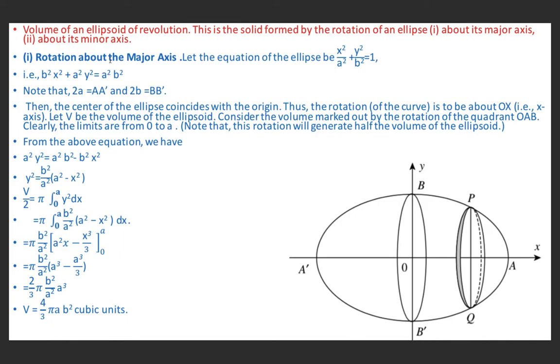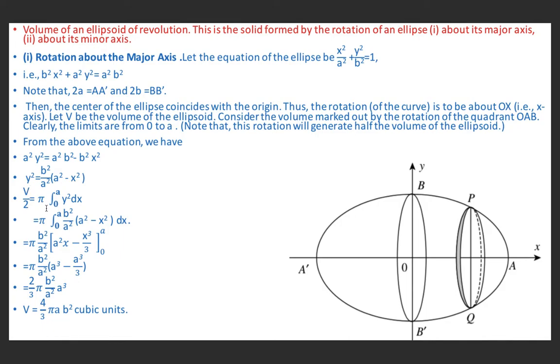So from this equation, a square y square is nothing but a square b square minus b square x square. Shift this to this side, and y square is equal to, take b square common here, b square upon a square into a square minus x square. We have divided by a square. Because we are rotating the portion of the first quadrant, we are getting only the half volume of the ellipsoid, and we have denoted by V the volume of the ellipsoid. So I have written here V by 2.